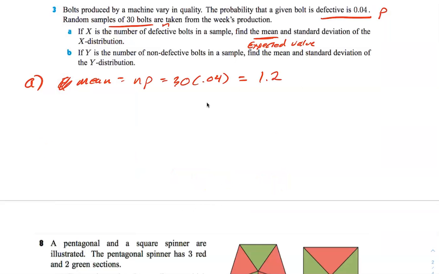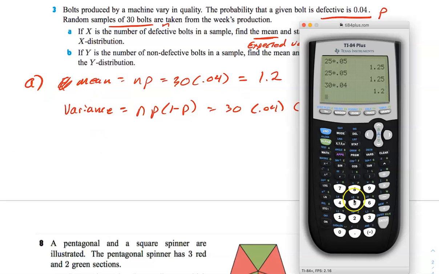Let's go back to the problem. If I want to find the standard deviation, we'll put variance here first. Variance is n times p times 1 minus p. So it's going to be 30 times 0.04 times 1 minus 0.04, so 0.96. Put that into our calculator. I'm just going to take that answer we had and times it by 0.96.